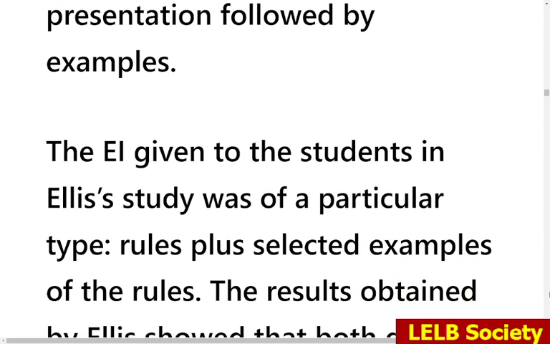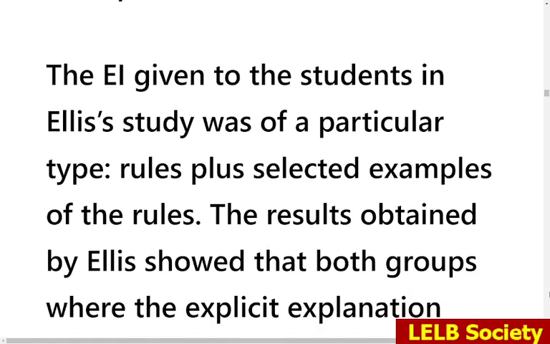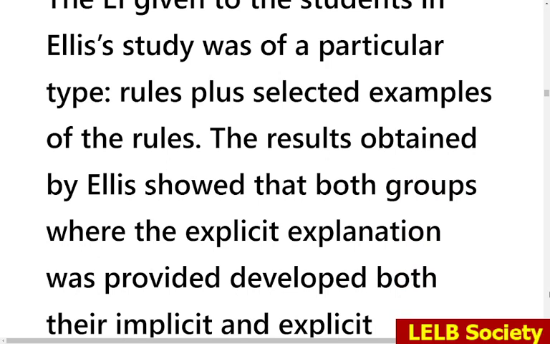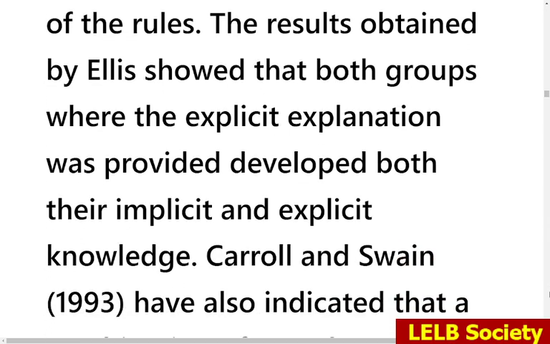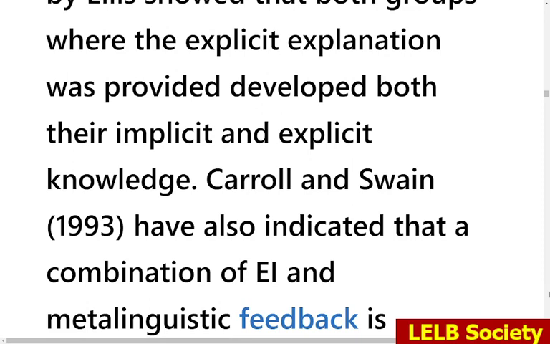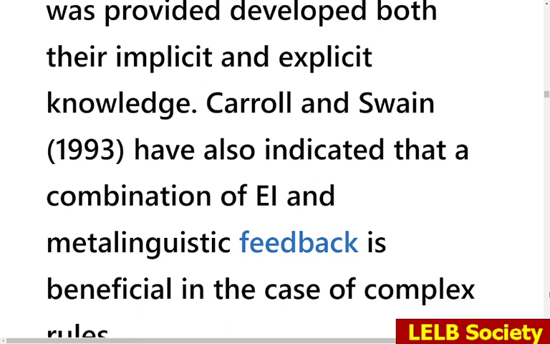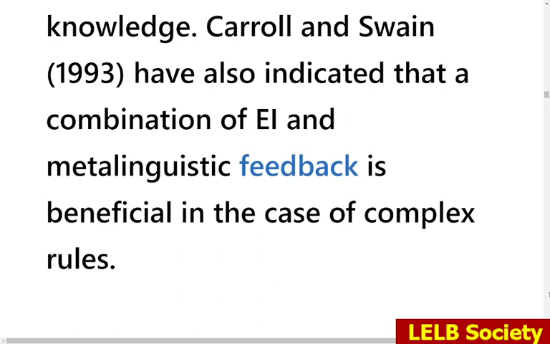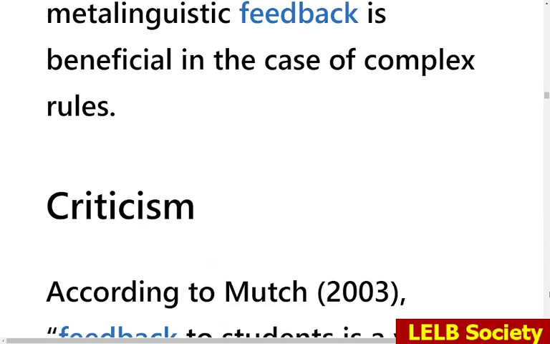The explicit instruction given to the students in Ellis's study was of a particular type: rules plus selected examples of the rules. The results obtained by Ellis showed that both groups, where explicit explanation was provided, developed both their implicit and explicit knowledge. Carroll and Swain, 1993, have also indicated that a combination of explicit instruction and metalinguistic feedback is beneficial in the case of complex rules.